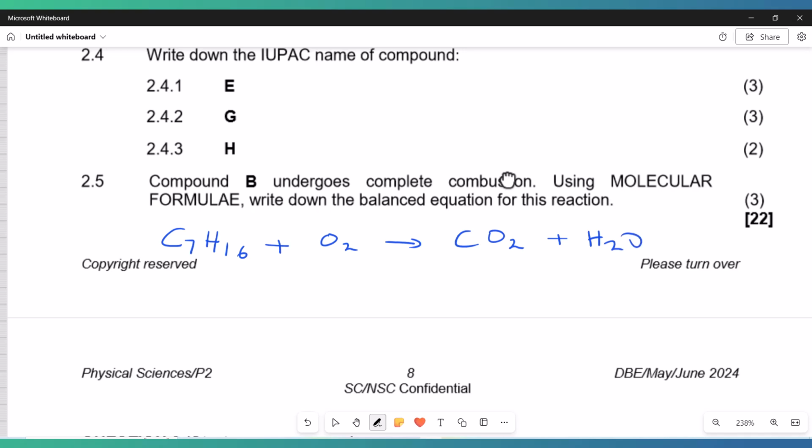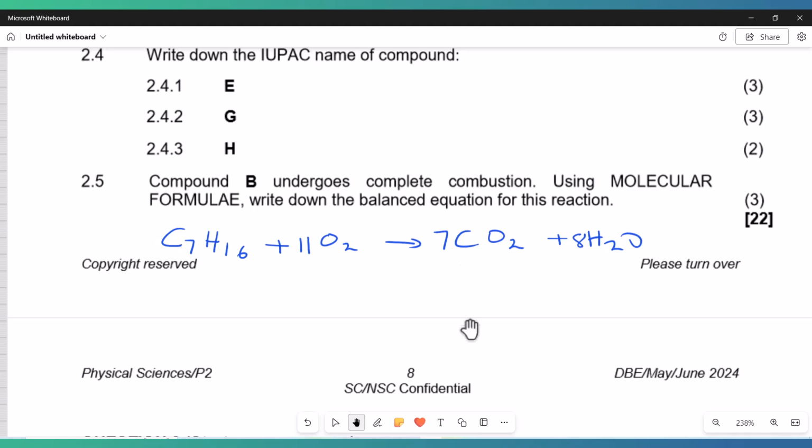Now to balance this, if you check there are 7 carbons here, so we can put a 7 here to get 7 carbons. What about hydrogens? There are 16 here, so we can put 8 here because 8 times 2 is 16. What about oxygens now? 7 times 2 makes 14, then 14 plus 8 makes 22. So to make 22, I just put 11 here because 11 times 2 is 22. So it's now balanced. Hope we are still together.